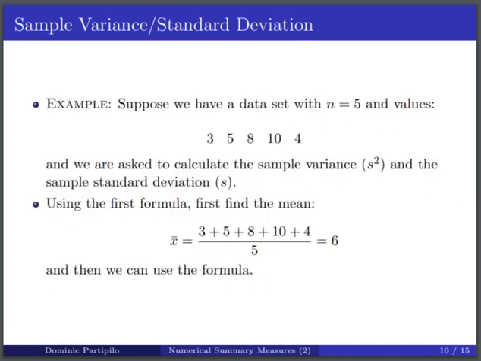So to calculate the sample mean, remember all we need to do is add up each of the data points and then divide by the total number of data points that we have. So it'd be 3 plus 5 plus 8 plus 10 plus 4. And then if we divide that by 5, because there are 5 of them, then we would get 30 divided by 5, which is 6. And then we can use this in the formula.